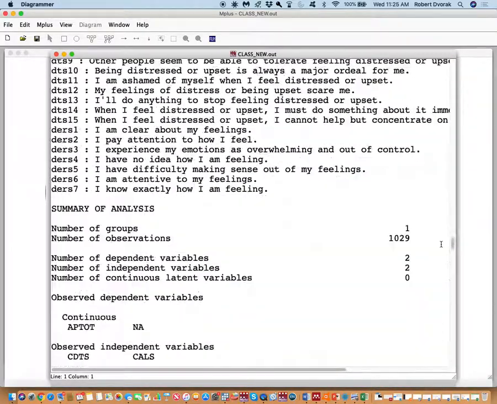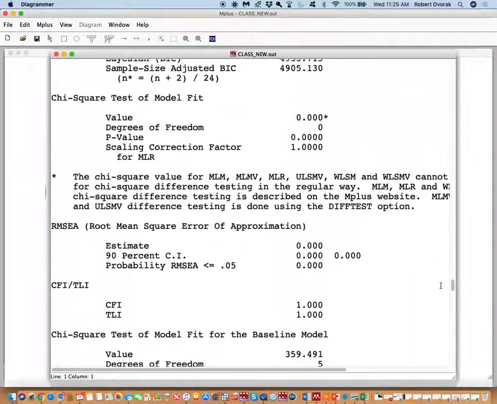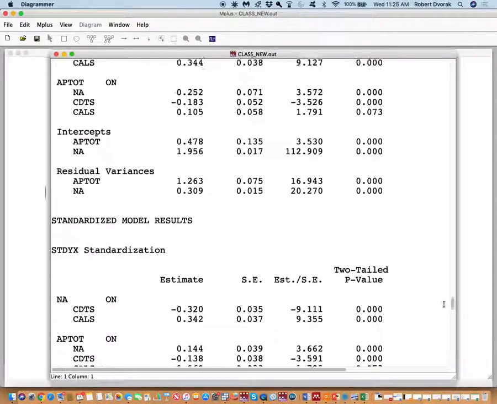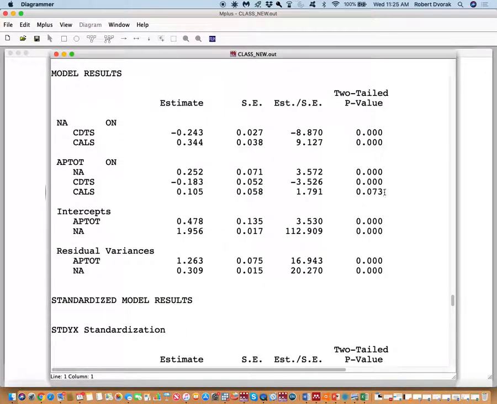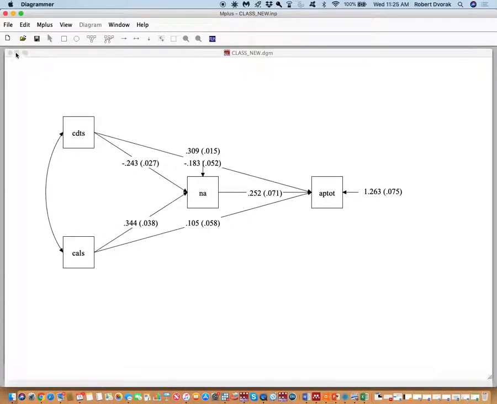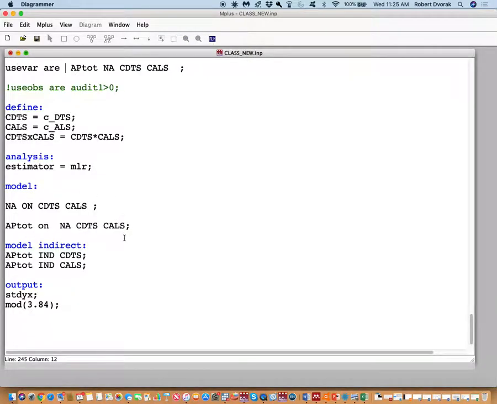All right. So if we remove drink, we then wind up with a fully saturated model. And actually, let's remove drink because now we can see that affect lability is not predictive of alcohol-related problems. So let's drop drink so that our model looks like this.